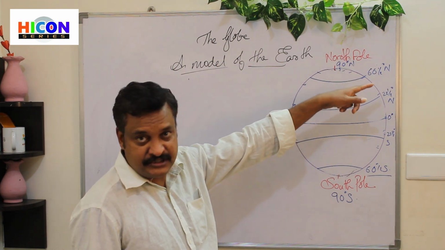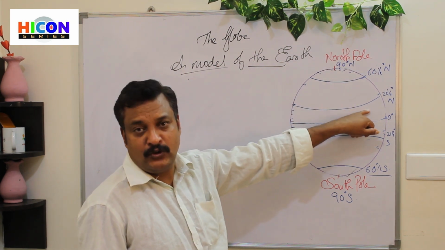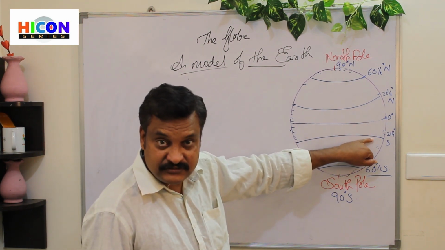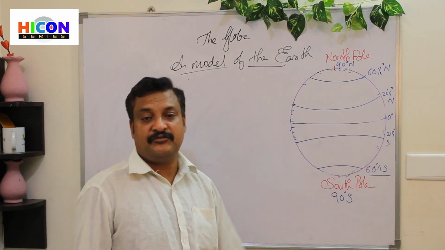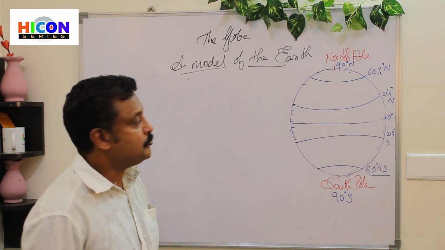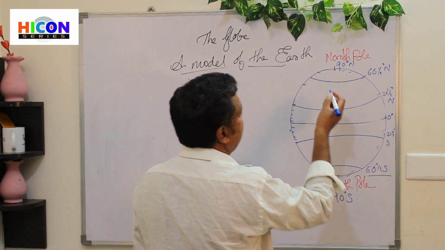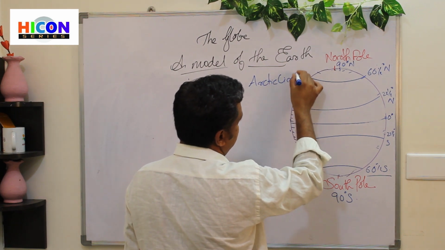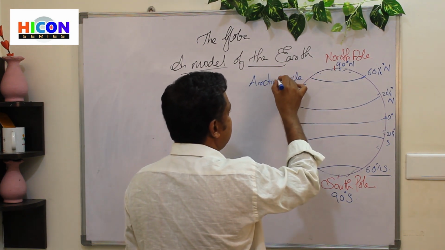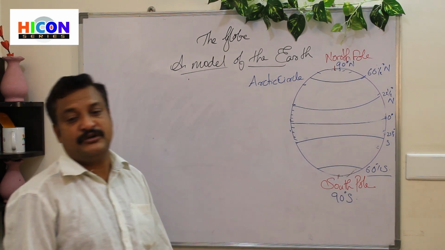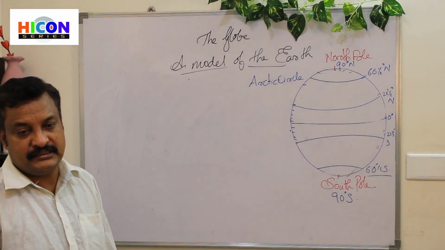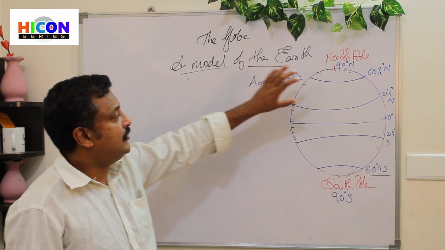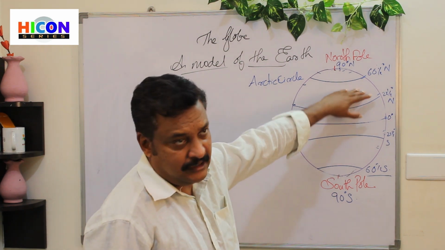So 66.5 degrees north latitude, 23.5 degrees north latitude, 0 degree latitude, 23.5 degrees south latitude, 66.5 degrees south latitude. The 66.5 degrees north latitude is known as the Arctic Circle.